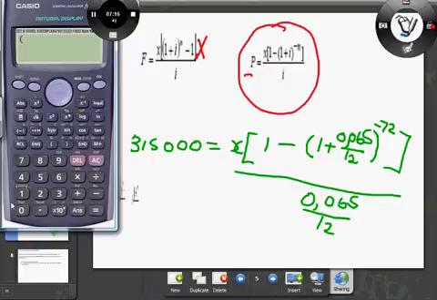It starts with the bracket, then 1, then subtract, then bracket again, then 1, then add, then again we've got 0,065 over 12, then again we go sideways, then it's close bracket, exponent, then we put our negative 72 like that, then we go sideways, then we close the bracket, and then we can always just check to see whether we did everything correctly, and I can see that I did everything correctly. Then I press my calculator.